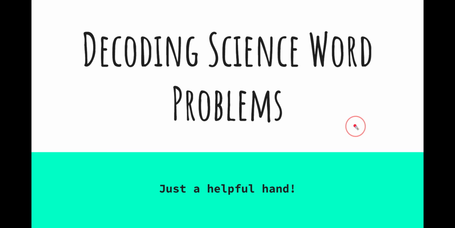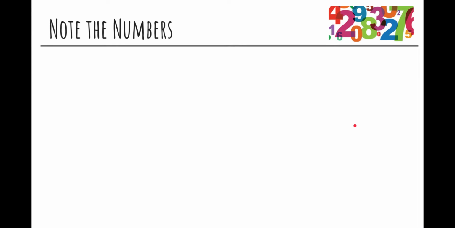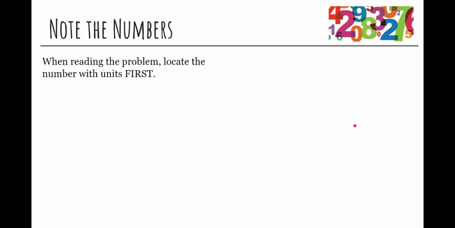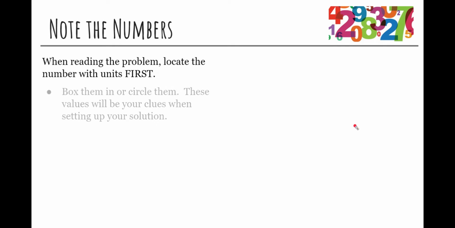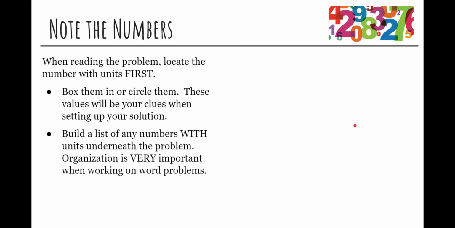very similar. And so the first step that we need when we look at a word problem is to note numbers. When reading a problem, locate those numbers that have units after them first. I suggest boxing them or circling them within the problem itself. These values are going to be clues that help us set up our solution. Underneath the problem, I like to tabulate or put an organizational table that includes these numbers and their units. Organization's really important when working on word problems, and I find that a table really helps me keep track of what's going on in that problem.